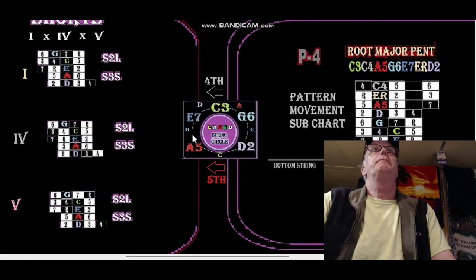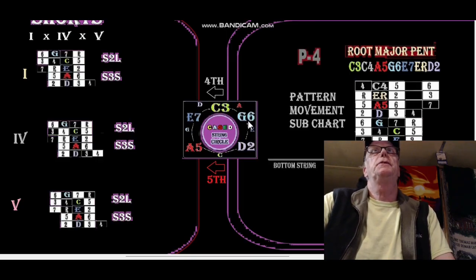Now let's talk about it. We started on the D shape here. We went to its fourth. Fourth is counterclockwise on the CAGED circle of fifths. The other way is fifth. We went to the G shape, and then clockwise in the circle of fifths, we went to the A shape.